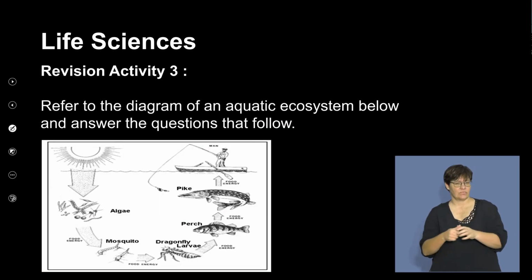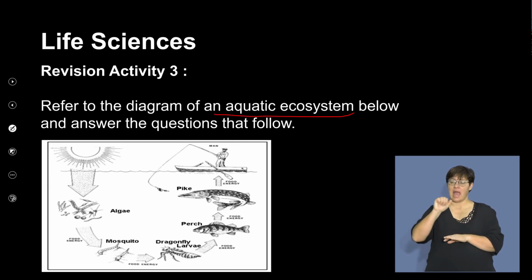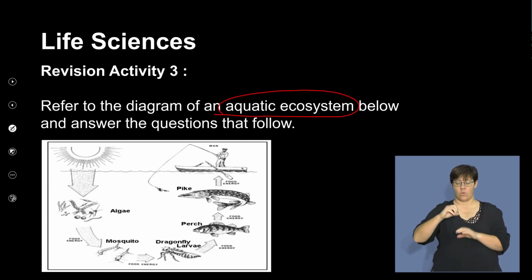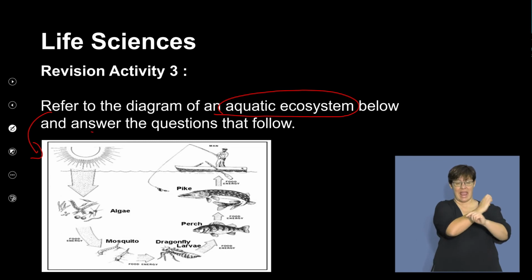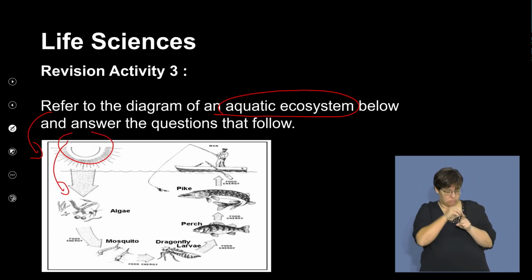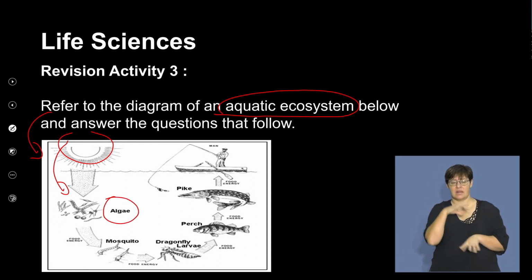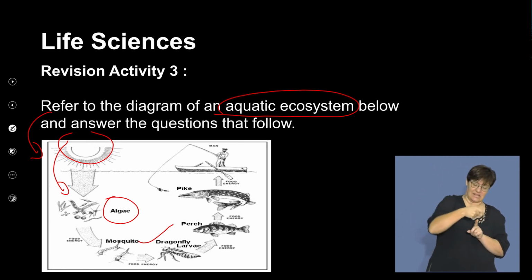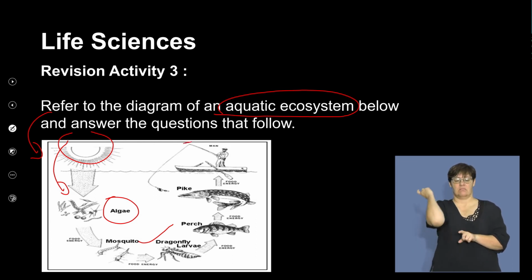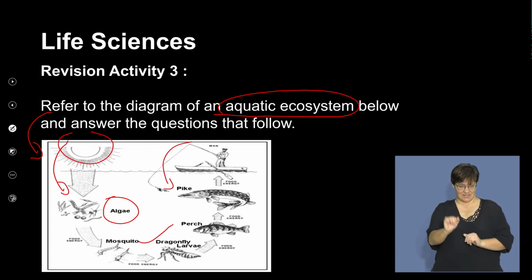Let's move on to a question based on an aquatic ecosystem. This illustration shows you an aquatic ecosystem. It shows you energy being used by different organisms and that energy flowing through in a food chain. We've got algae that are then consumed by the mosquito larvae, and in turn the dragonfly larvae consume these mosquitoes. We see larger fish called perch, which are feeding off these dragonfly larvae, and then we have a larger fish called pike, which are consuming the perch, and then these eventually form a source of nutrition or food for humans.